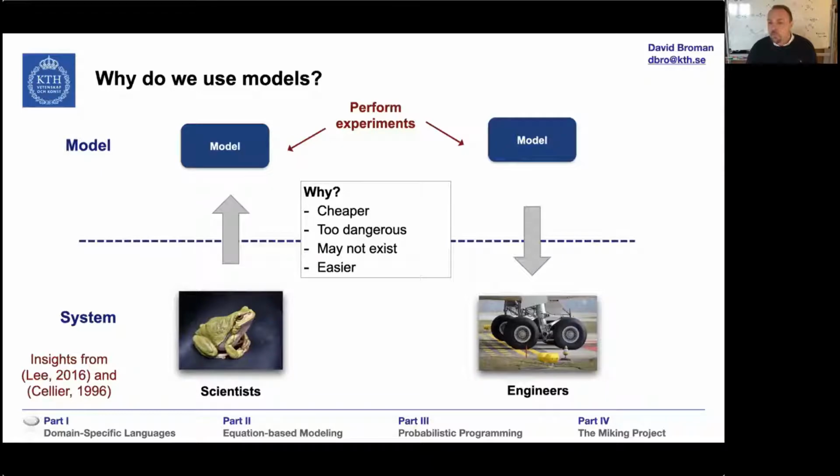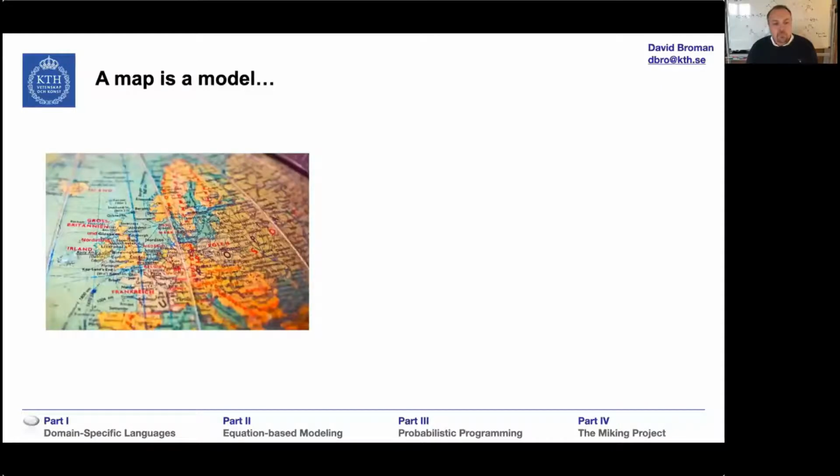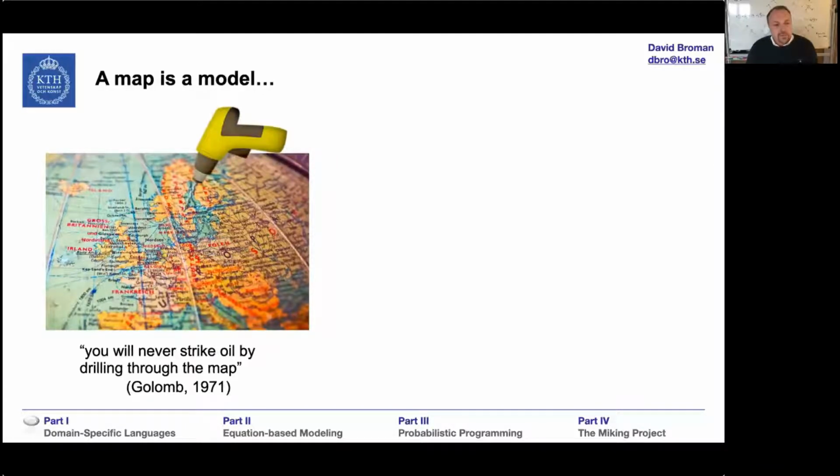So these are different reasons why we do it, but it's good to keep in mind that we use it for different purposes and that they are really abstractions of something. Okay, so we talked about the map as an example of a model, right? So there is a pretty famous expression here saying, you will never strike oil by drilling through the map, right?